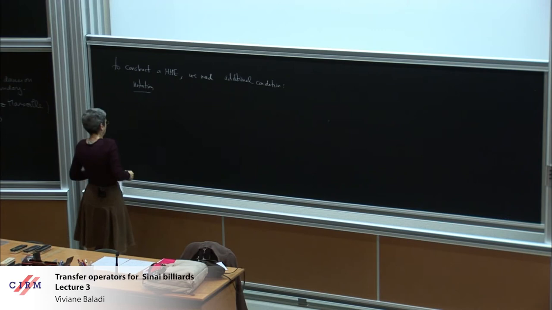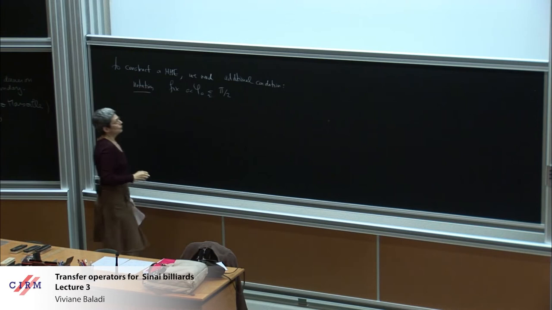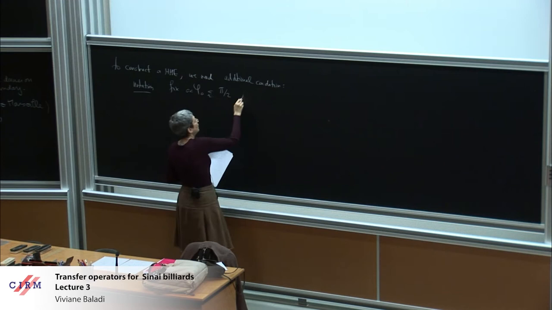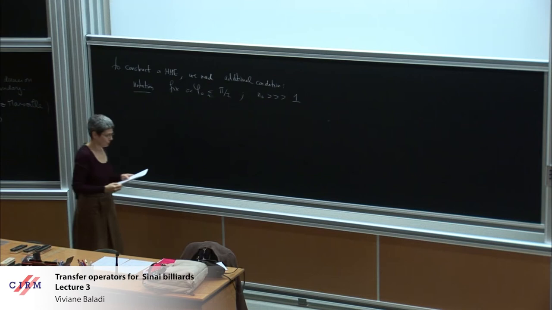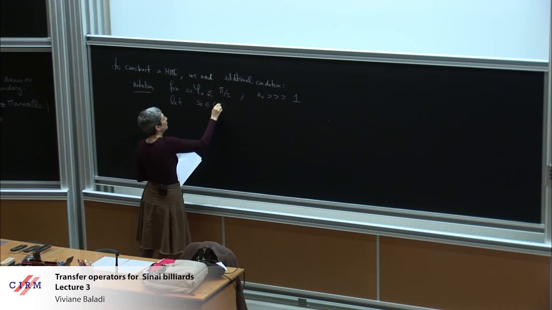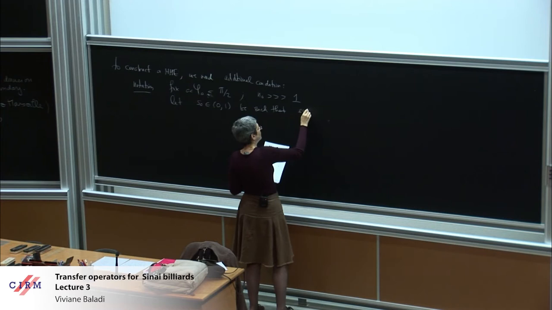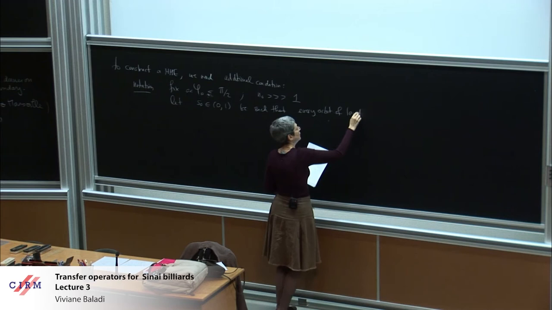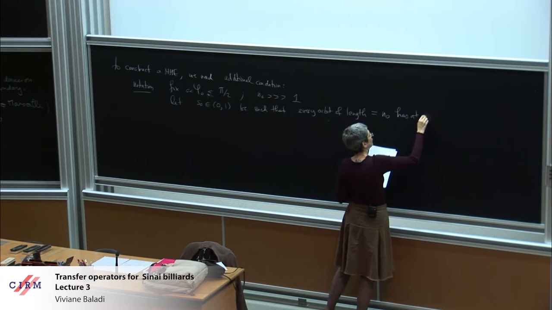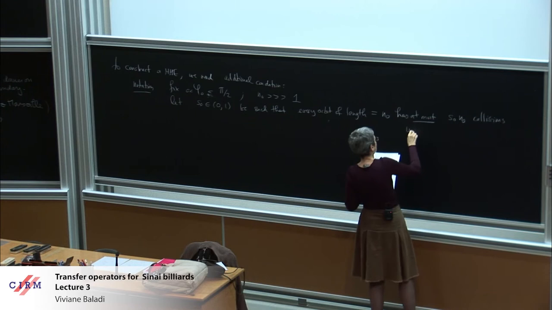So you fix some angle which is not equal to pi over 2, but as close to pi over 2 as you want. And you fix some integer which is as large as you want. And given these two choices, you let S0 be the smallest number such that every orbit of length exactly n0 has at most a proportion S0 of collisions which are almost tangential, in the sense that the angle is at least equal to phi 0.